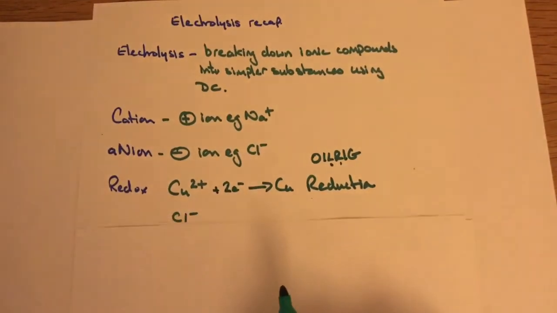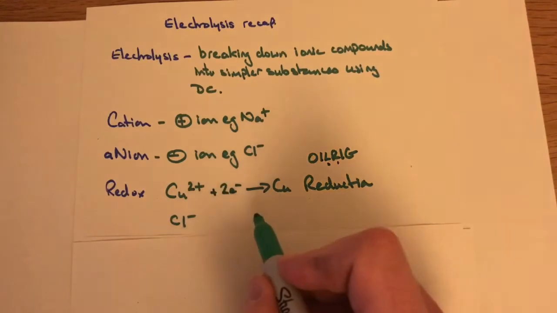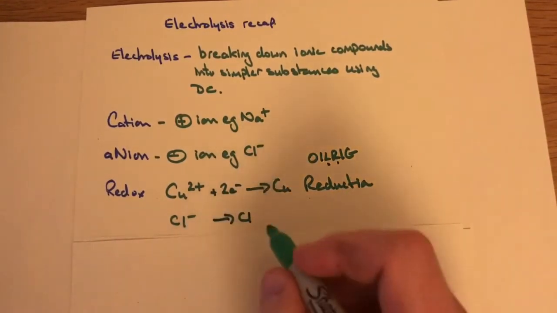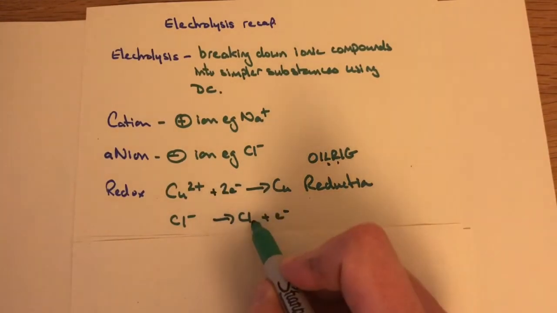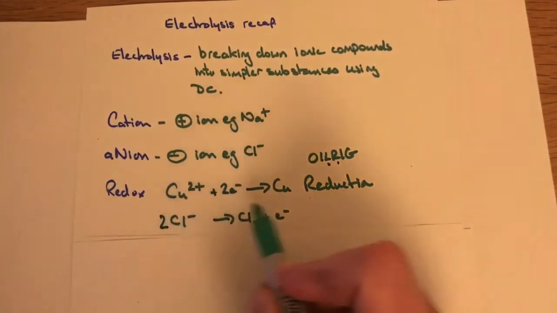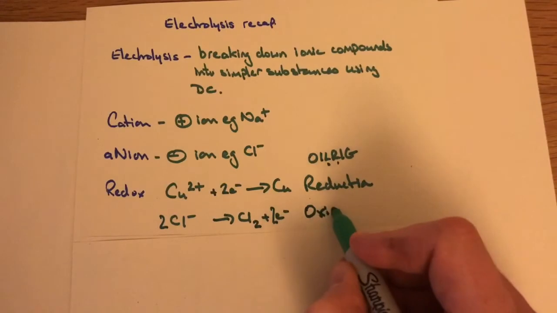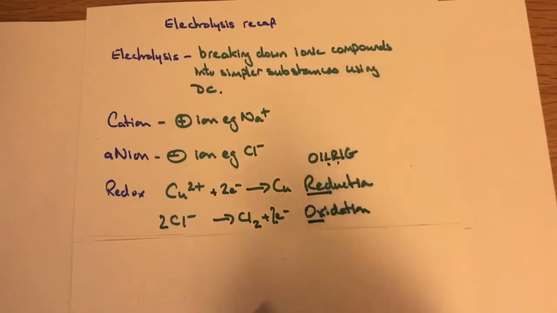Let's have a look at the opposite side of this. Here's a chloride ion, and what we're going to do is get this to turn into chlorine. So we need to lose this electron. So that electron is being lost. So here's a chlorine without the electron. Remember that chlorine is diatomic, so we need 2 of those. Therefore I need 2 ions, and that will release 2 electrons. Because this electron has been lost, this is oxidation, and then you can see we've got reduction and oxidation, so it's a redox reaction.